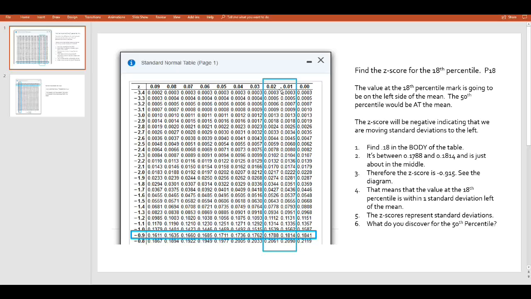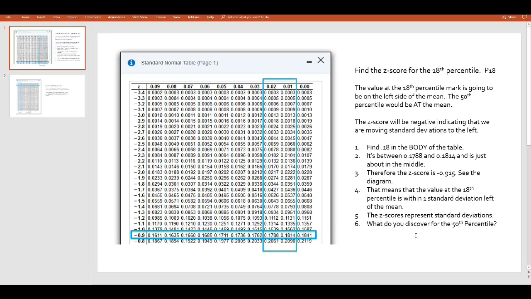So that's the z-score. And what that means is that whatever value is sitting at that 18th percentile mark, it is exactly 0.915 standard deviations to the left of the mean. So it's almost one standard deviation. The z-scores, remember, represent standard deviations. All those numbers in the body of the table represent areas.